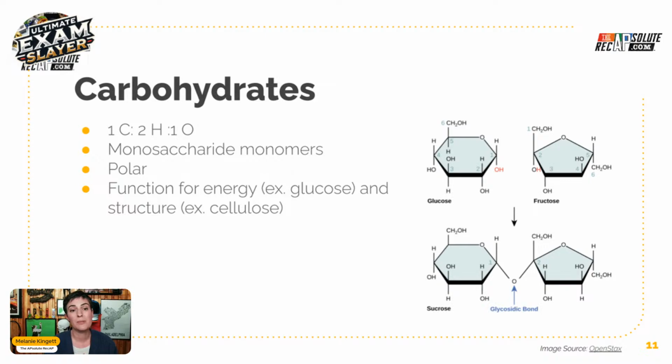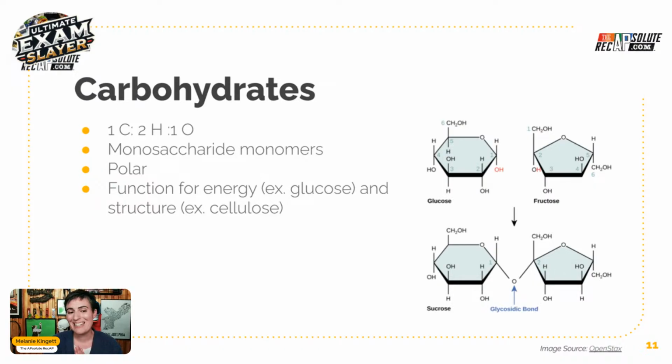All right, let's talk carbs. Everybody's favorite thing to eat. We see an elemental ratio of 1 to 2 to 1. That's your carbon, hydrogen to oxygen. So your classic C6H12O6, that's going to be what you see for your glucose.